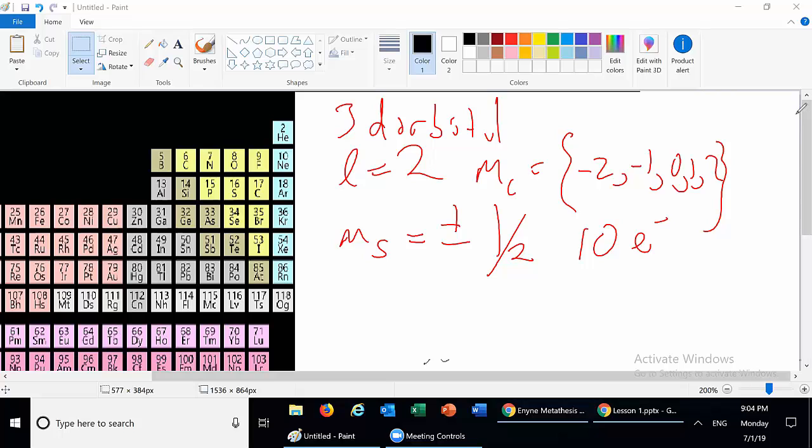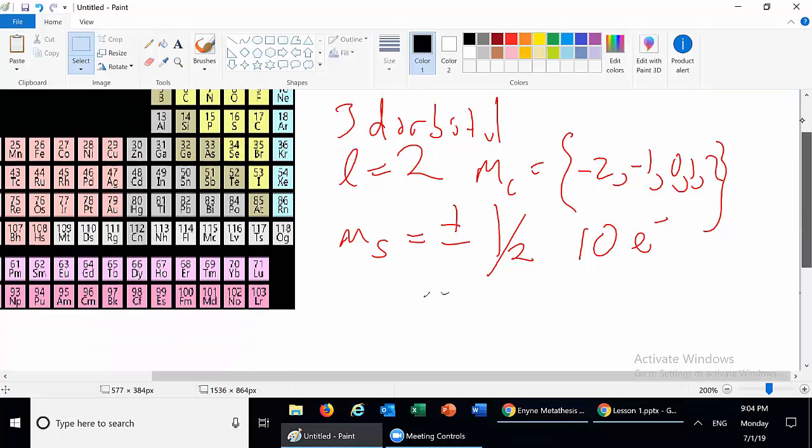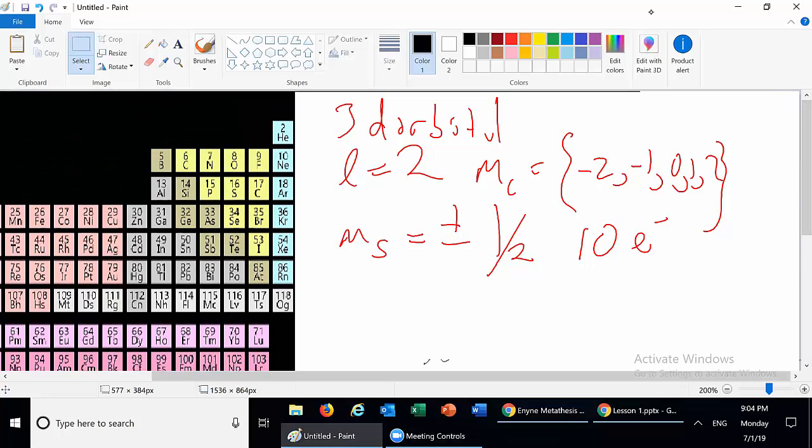Wow. Oh. I keep on mixing up the annotations and the paint stuff.